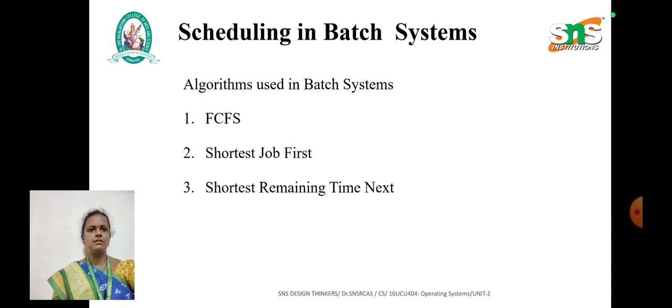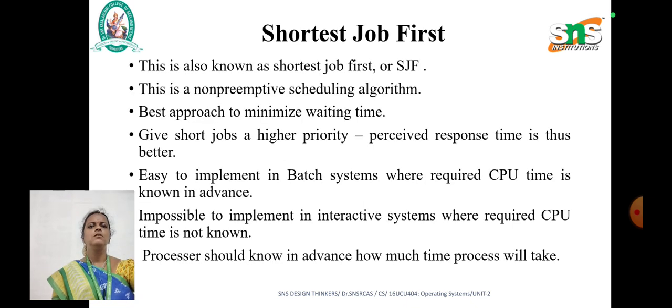Scheduling in batch systems. There are three algorithms for batch systems: FCFS, shortest job first, and shortest remaining time next. Let us see what is shortest job first. This is also known as shortest job first or SJF. This is a non-preemptive scheduling algorithm.